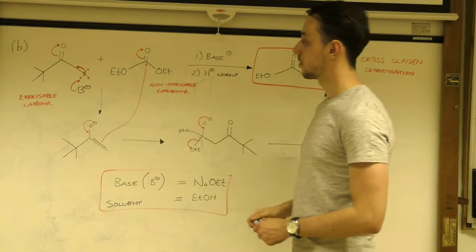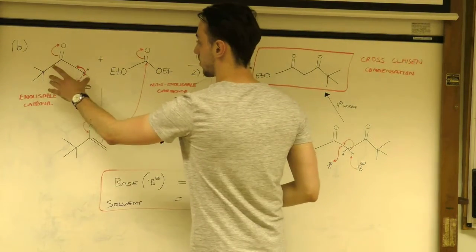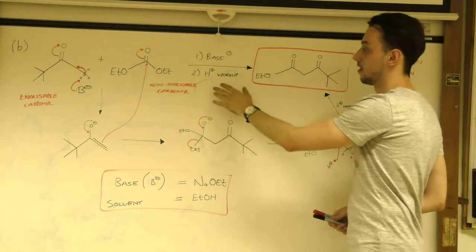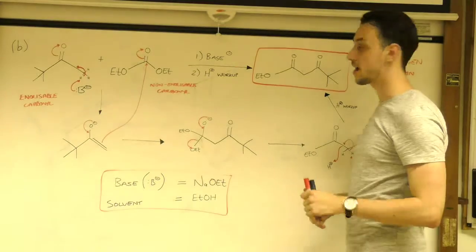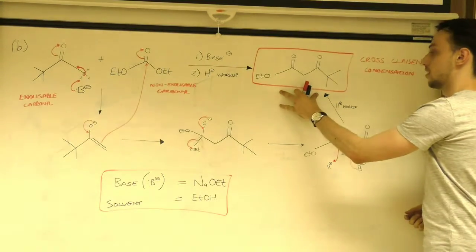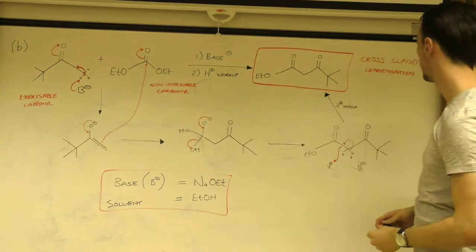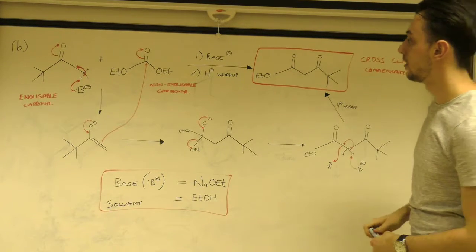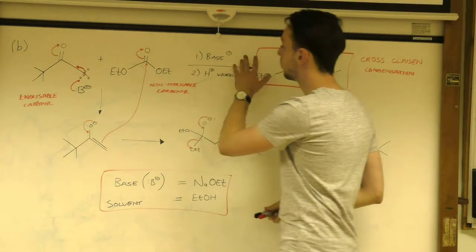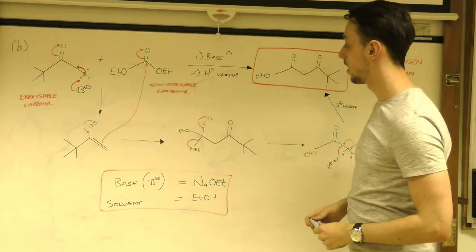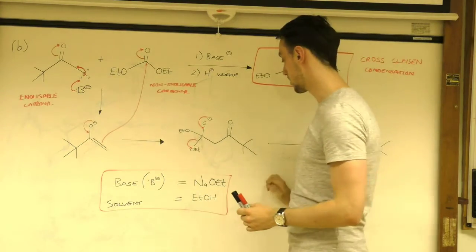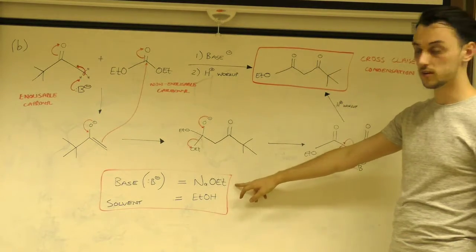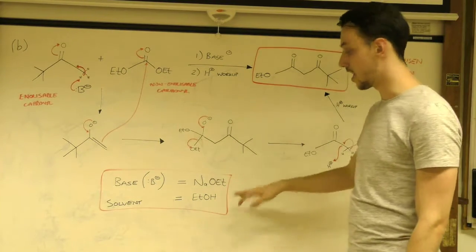So part B of this question involves these 2 compounds here reacting with an unknown base. The second step is an acid workup to give you this 1,3-dicarbonyl product here. And you're told that this is a cross-Claisen condensation reaction. So, first thing you need to know is what base you need, and also which solvent, which is important in the question. As you can see here, the base of choice would be sodium ethoxide, and the solvent is ethanol.